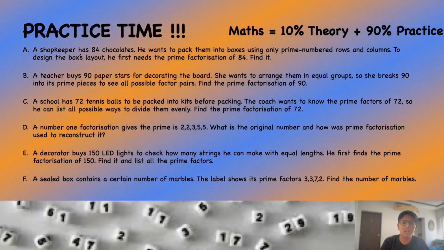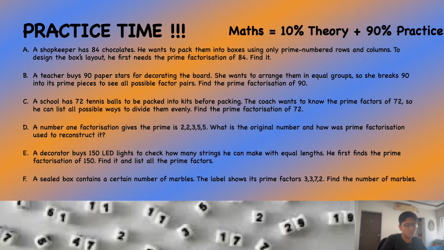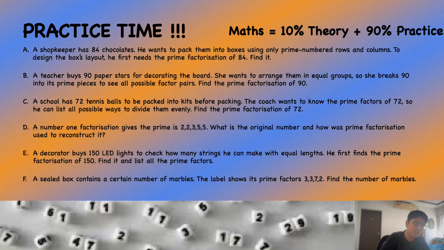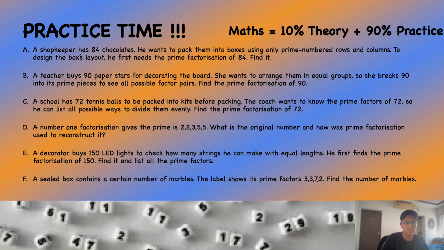Now, let's practice these. A shopkeeper has 84 chocolates. He wants to pack them into boxes. So 84 we just did now, 2 into 2 into 3 into 7. So that's the prime factorization. Next, 90. 90 is 9 into 10. So 9 can be divided into 3 into 3 and 10 can be divided into 2 into 5. So the answer is 3 into 3 into 2 into 5.